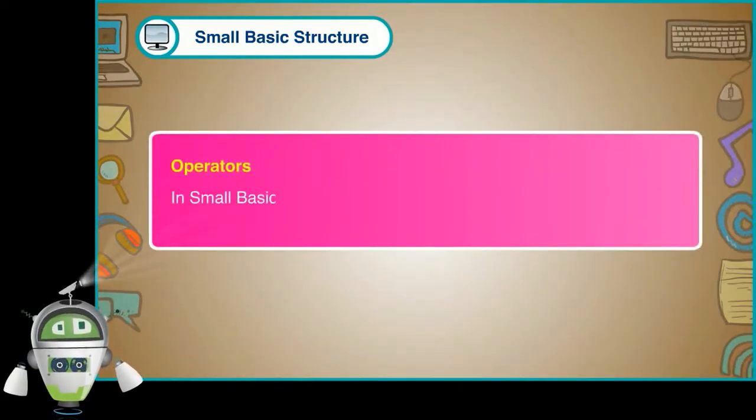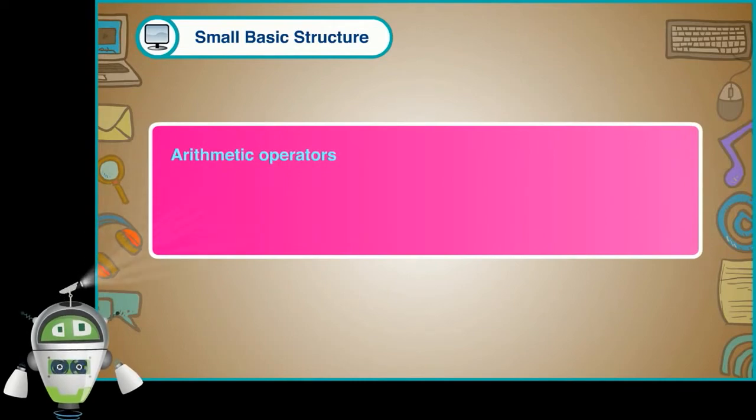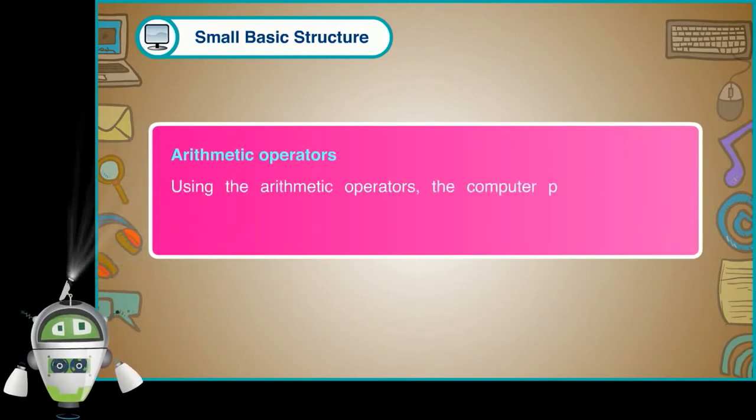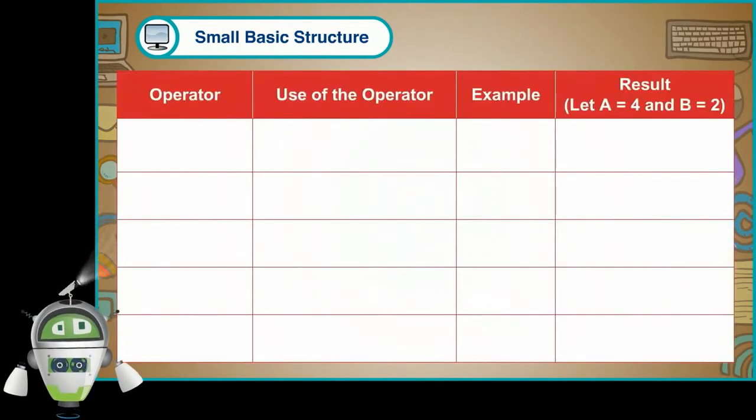Operators. In Small Basic, there are three types of operators. Let us learn about them. Arithmetic operators. Using the arithmetic operators, the computer performs various calculations and operations. The basic arithmetic operators are as follows. Operator, use of the operator, example, and result.